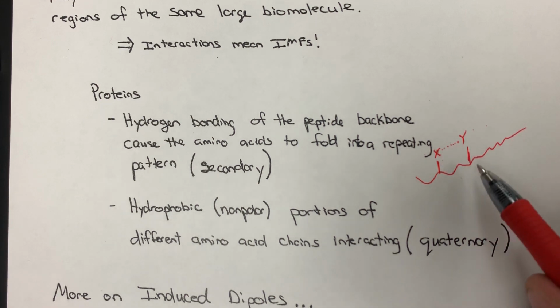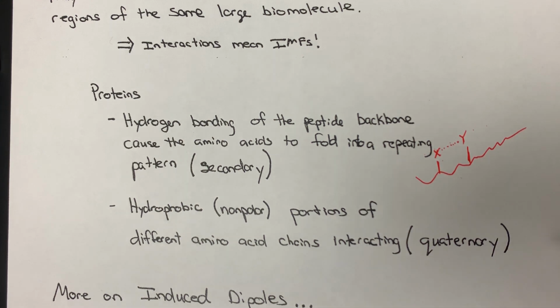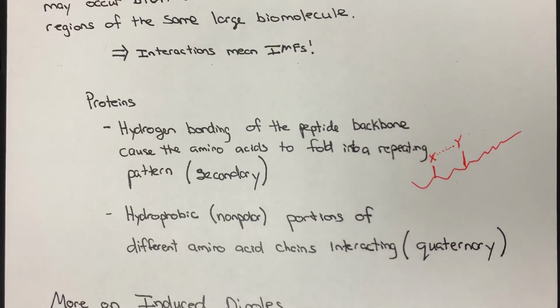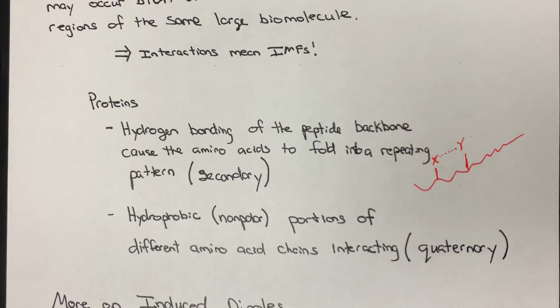And it's this hydrogen bonding, depending on the spatial arrangement and exactly how far apart they are within the polypeptide backbone, that can dictate things like secondary structure, right? We can get these beta-pleated sheets. We can get alpha helices that form because of these hydrogen bonds.